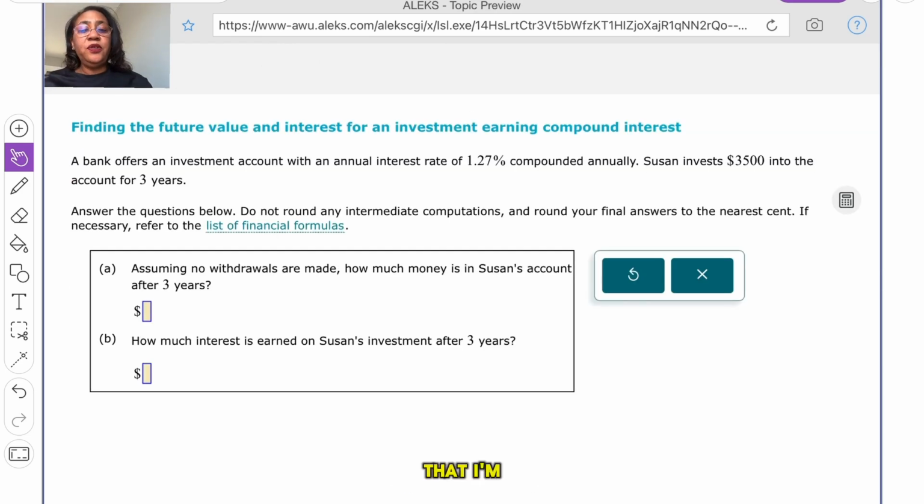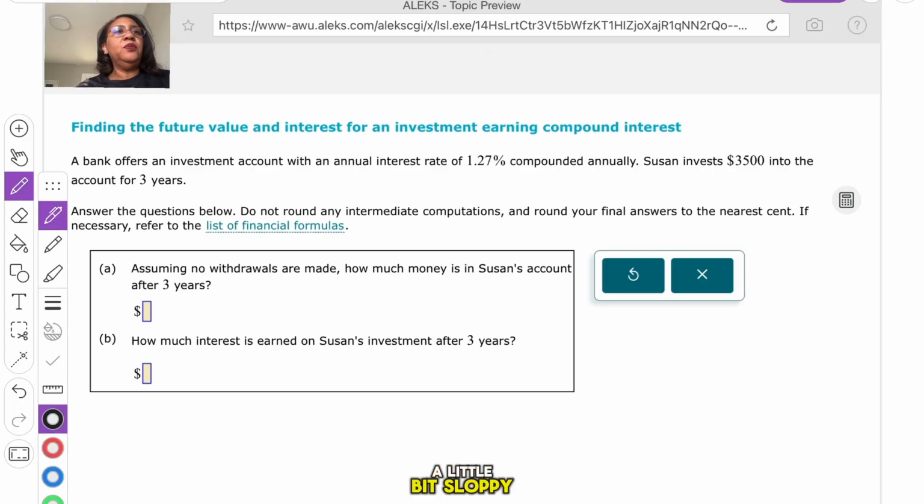Okay, so the calculator that I'm going to use is my TI-89. I don't know if you can see that. It's an amazing calculator. I love this calculator. I just do. Okay, so now I'm writing on a slant, so it may be a little bit sloppy.